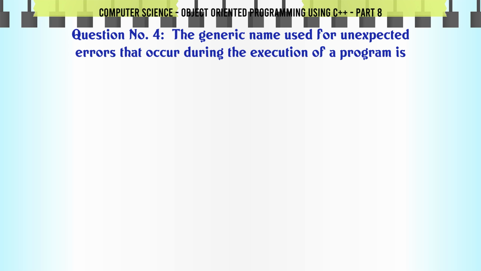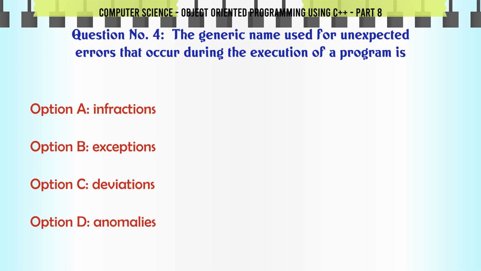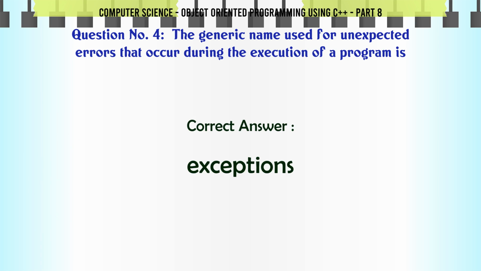The generic name used for unexpected errors that occur during the execution of a program is A. infractions. B. exceptions. C. deviations. D. anomalies. The correct answer is exceptions.